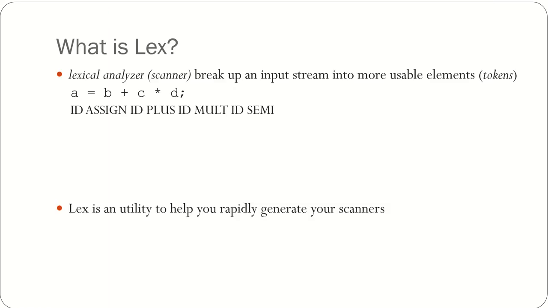Lexical analyzer breaks the input stream into tokens. For example, if you have in source code A is equal to B plus C into D, it will be divided into tokens like A is identifier, assignment operator, B is identifier, plus operator, identifier, multiplication operator, and punctuation symbol, semicolon. So this lexical analyzer generation can be automated with the help of the Lex tool. It is a utility to help you rapidly generate your lexical analyzer or scanner.